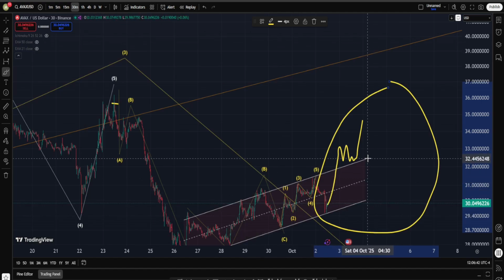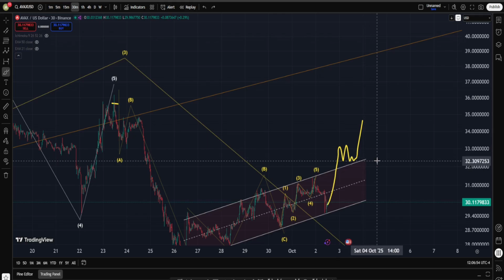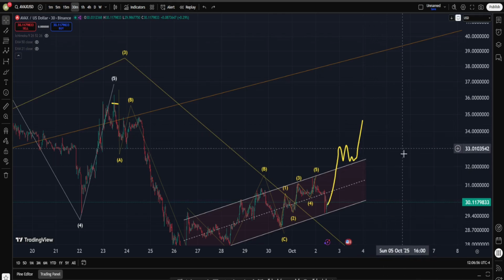As long as I'm not seeing a rather strong pump, I'm going to be a bit careful and be mindful of the fact that, you know what, maybe we are going to have another move down, and that by no means is going to be a short opportunity. Okay, let me get that one out of the way.